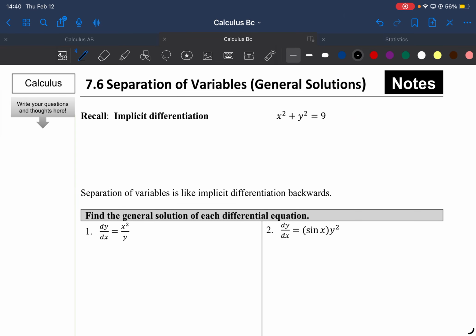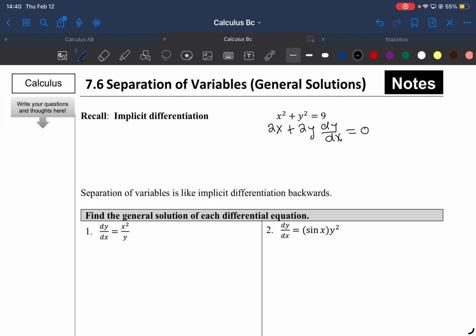Okay, so note 7.6 is separation of variables, general solutions. We kind of did something like this when we did implicit derivatives. Remember, implicit derivatives is when we took the derivative with both x and y, and every time we derived y, we wrote what? dy/dx. So this derivative is 2x plus 2y dy/dx equals 0.